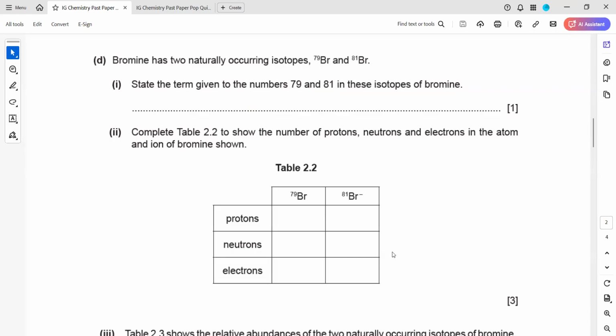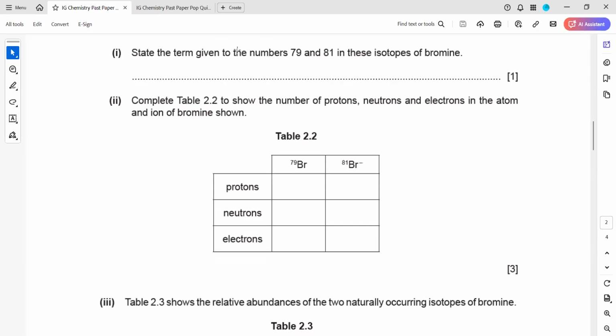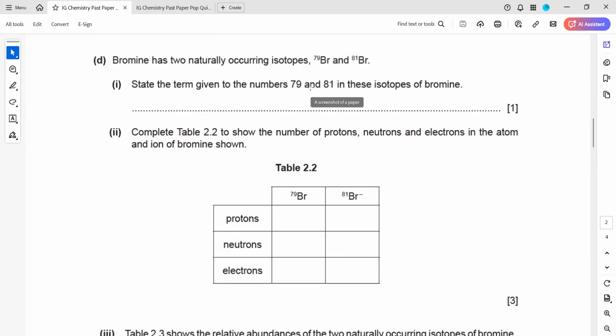This is past paper pop quiz too. Complete the table to show the number of protons, neutrons, and electrons in an atom for bromine 79 and bromine 81. First thing, how to work out the protons. Proton number is the identity of the element. If you want to see the proton number, you can check the periodic table. I can say it is 35, but in the exam, you don't have to memorize this. You just use a periodic table.